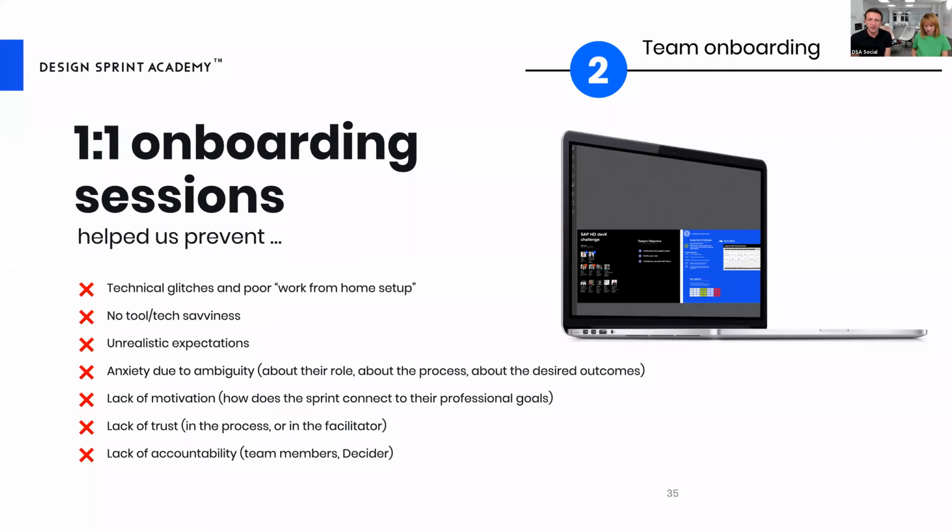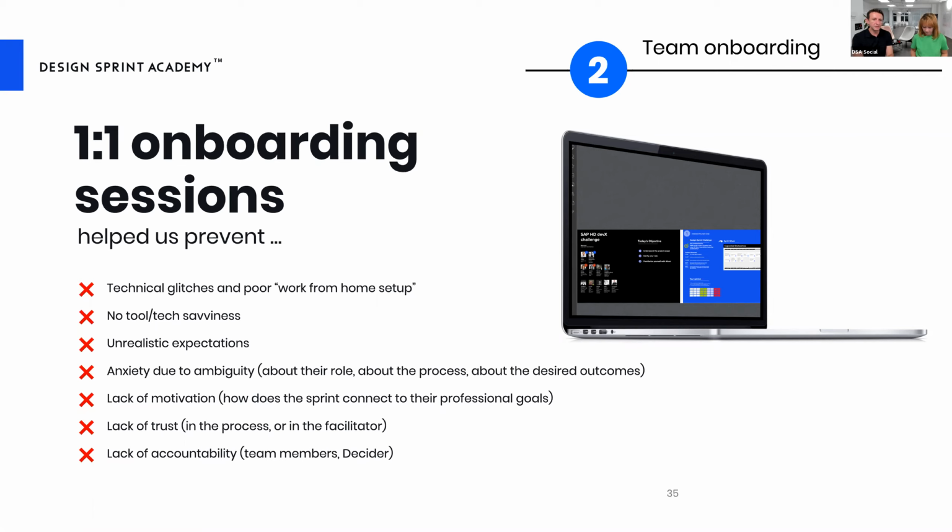Here we're going to also share how the Mural boards look. But before that, these onboarding sessions, I think, are one of the reasons why our remote sprints are very, very successful. All of our sessions have been very good so far because they help us present a lot of problems that in the end affect your design sprint. I can mention a few of them. Technical glitches, and maybe a poor work from home setup. I'll just show you in a second how we're addressing that.